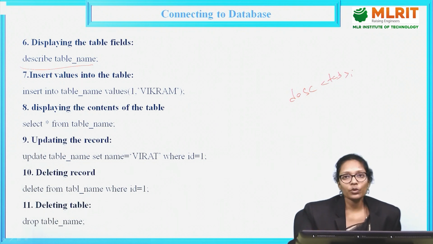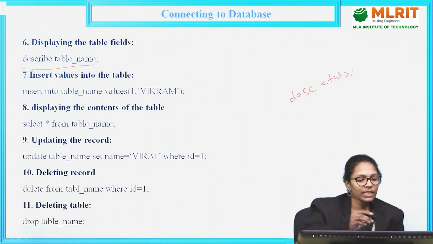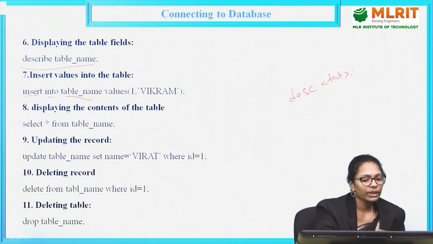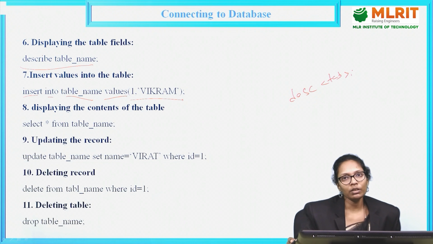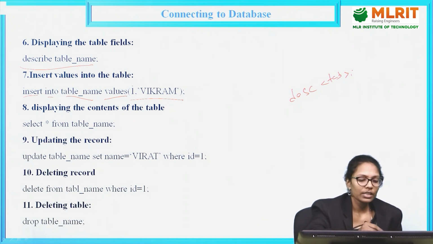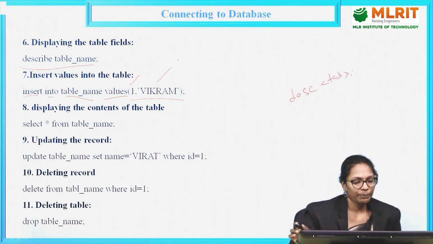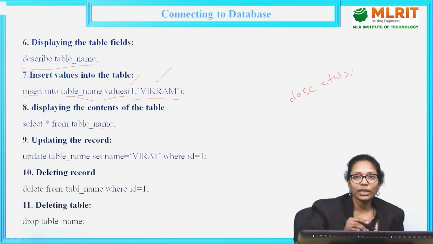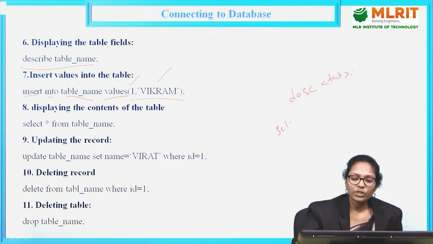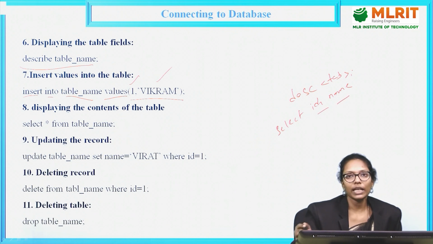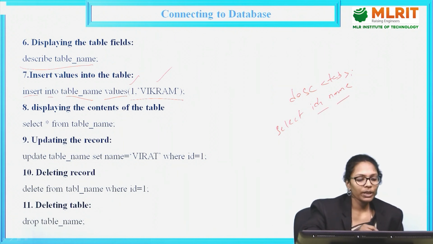Next, to insert data into the existing table: insert into the table name followed by values, and within the parentheses you write the values. For whatever fields are there, you write the value for each one: this is the ID and this is the name. For displaying the contents of your table, you can use select star from table name, or instead of star, you can also specify the field names, ID comma name, from the table.